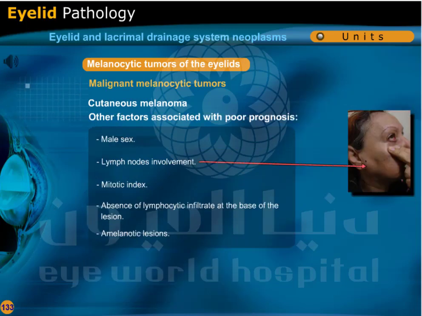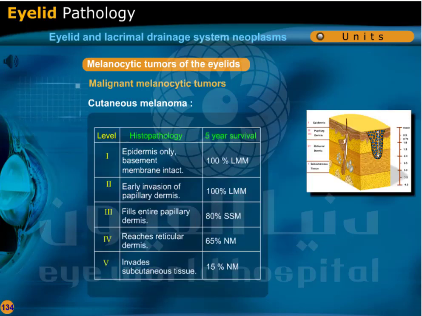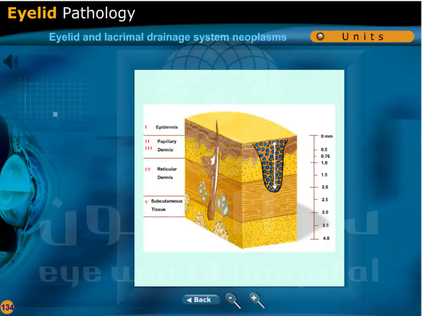Other factors associated with poor prognosis of cutaneous melanoma: male sex, lymph nodes involvement, mitotic index, absence of lymphocytic infiltrate at the base of the lesion, amelanotic lesions. Levels of cutaneous melanoma. Level 1. The epidermis only is involved while the basement membrane is intact. The 5-year survival rate is 100% in lentigo maligna melanoma.